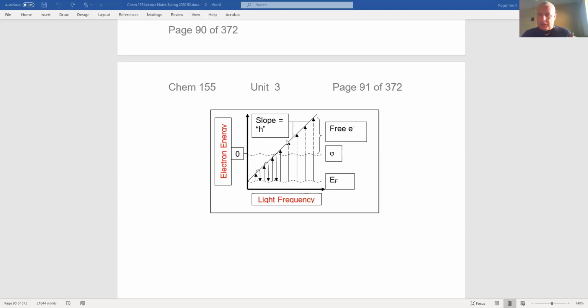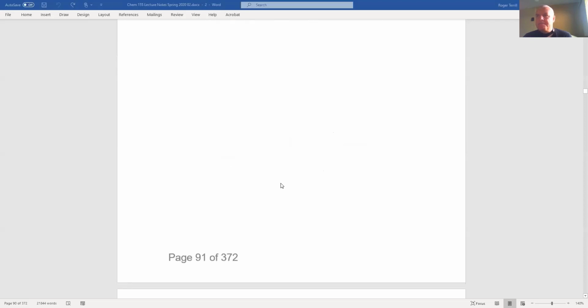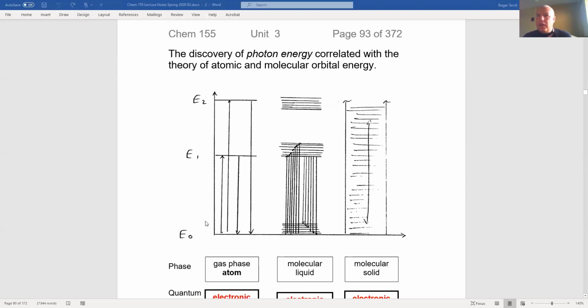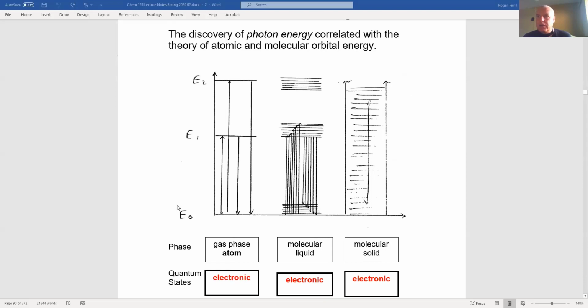This has a slope of h. There's Planck's constant, right? I think we know Planck's constant to only 6 or 7 digits. So it's one of the limiting factors in how exactly we can know the universe. But I could be wrong about that. But in any case, you can begin to relate photon energies to the energies of states of atoms and molecules, right?